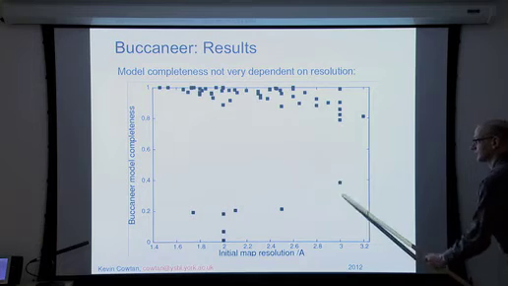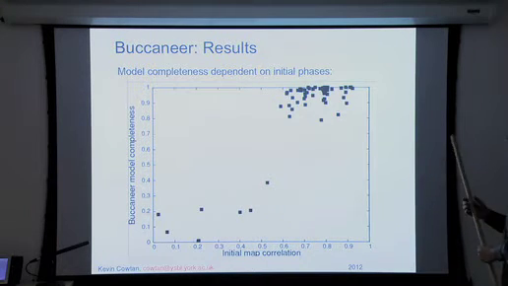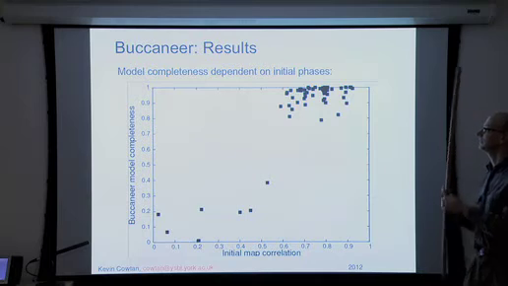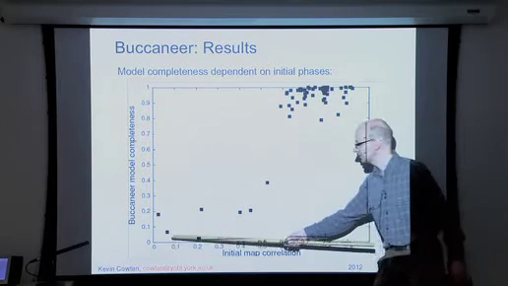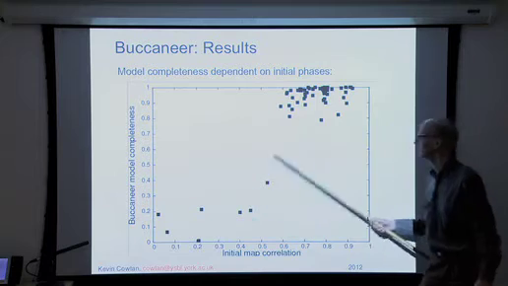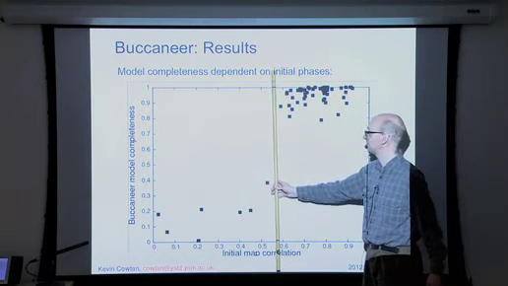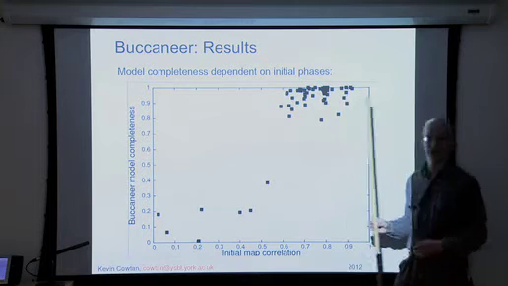There are some cases where it doesn't work at all well. What's going on there? Well, if we look at the dependence on the initial phases, so this is a measure of how good the phases are, good phases, bad phases. You can see that it all depends on the initial map correlation. If your phases are good enough, then it works. If they're not, then it doesn't.